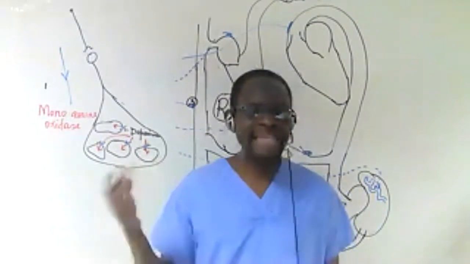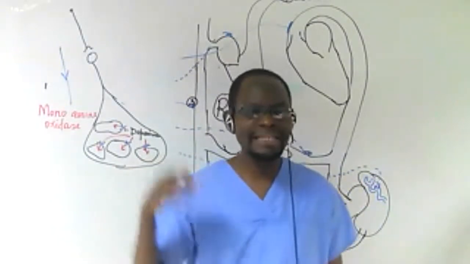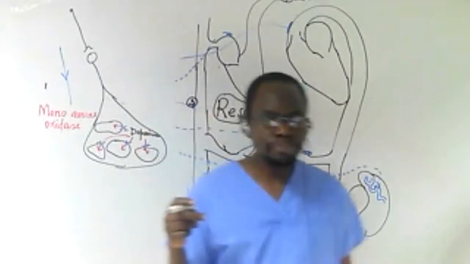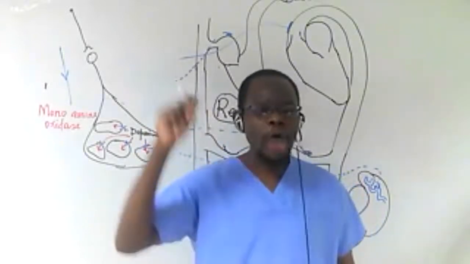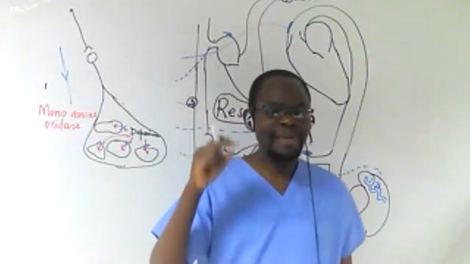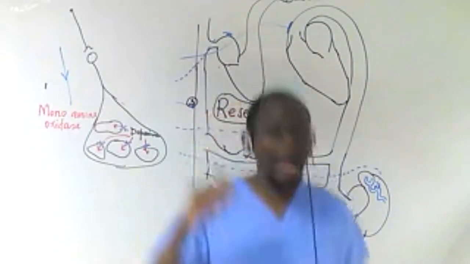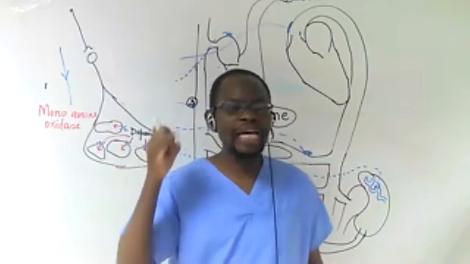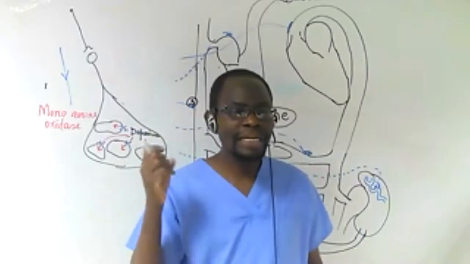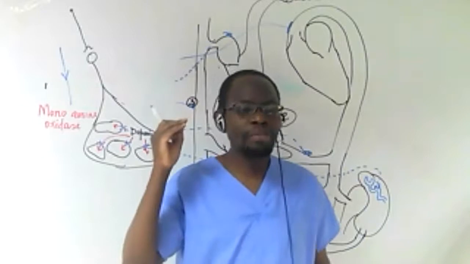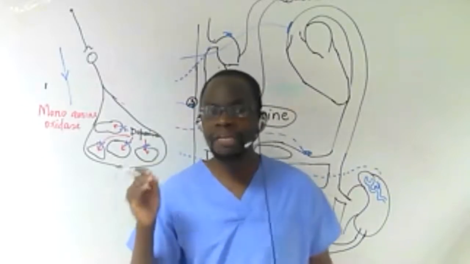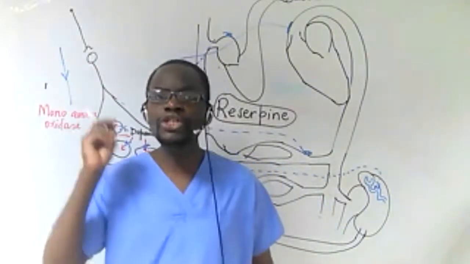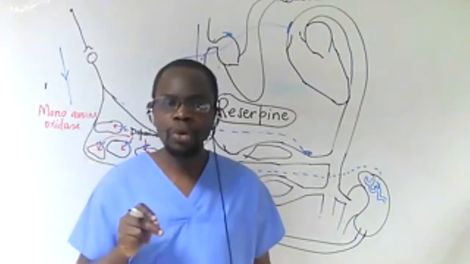Examples of monoamines are those ones that we have said. Now, monoamine oxidase basically destroys monoamines. It will destroy dopamine when given the chance. It will destroy norepinephrine when given the chance. It will also destroy serotonin when given the chance.